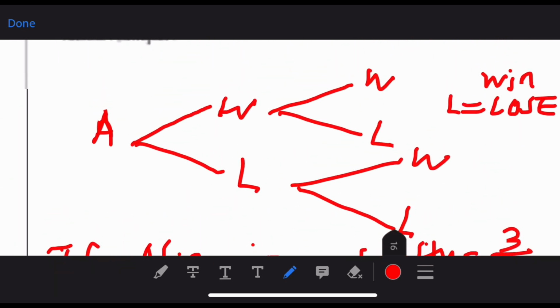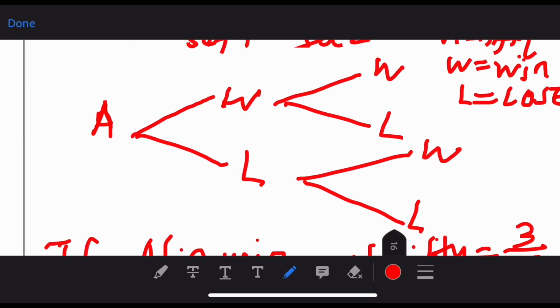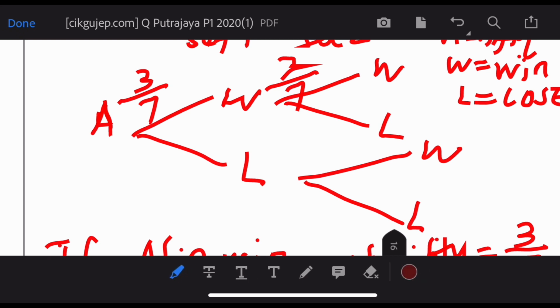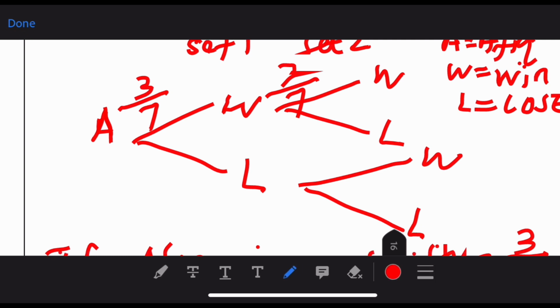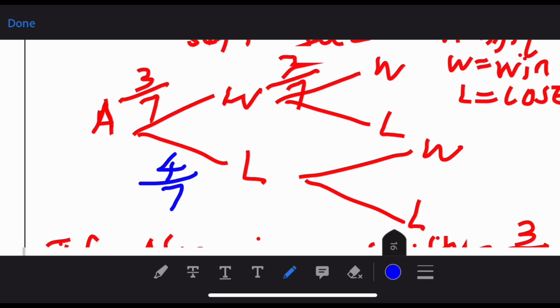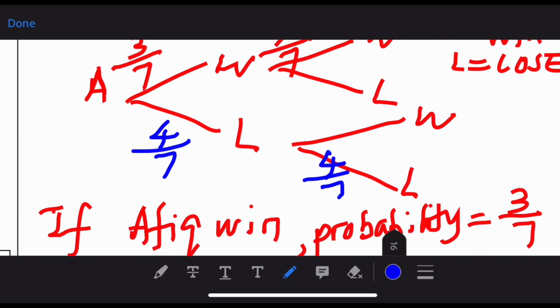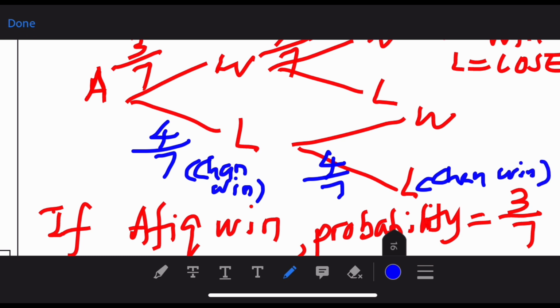Okay, so basically you must understand the real situation. I'm going to write the probability values on the branches. For Afid win is 3/7. For Afid lose, of course, is 1 minus 3/7, right, which is 4/7. So we'll repeat because this is an independent event, right? So if I write 4/7, it means Chan wins.